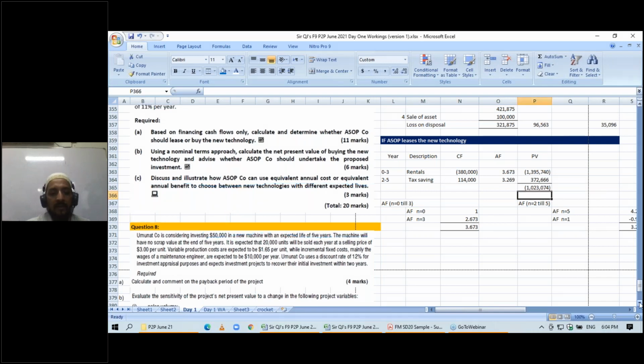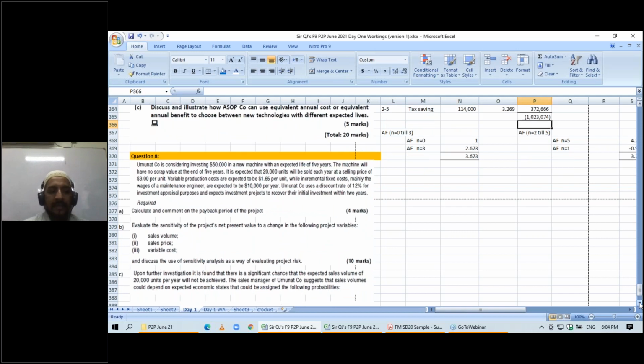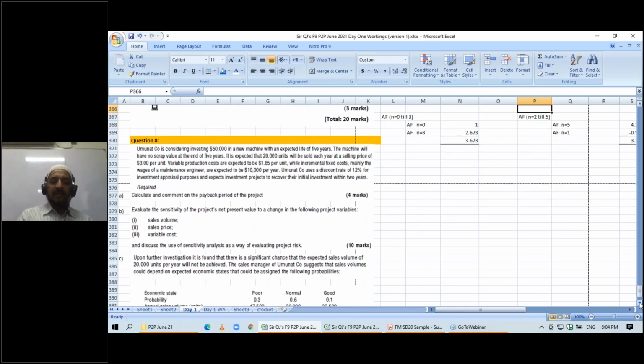Munet PLC. I'll be doing parts B and C of it. Part A is the payback period, which is simple. It's short working. So I'll be doing part A also, but I'll be giving more time to parts B and C. Please read the question, which is above part A.